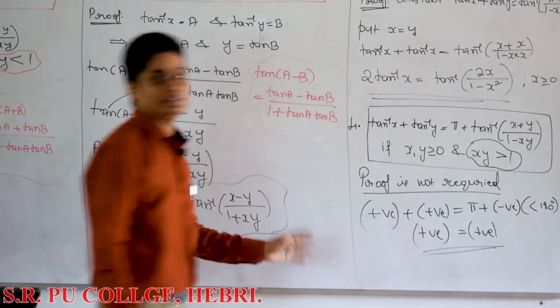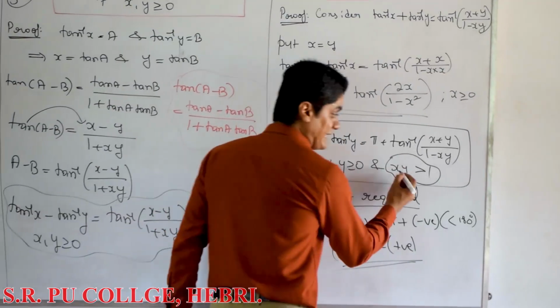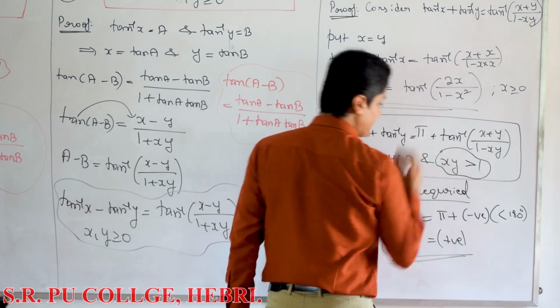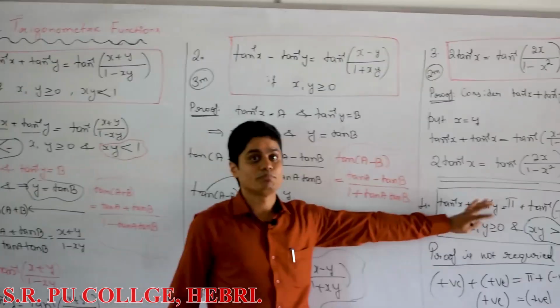You will not get one side positive and one side negative. You will get both sides positive. So remember, when x into y is greater than 1, don't forget to write pi plus. So these are the 4 very, very important properties.